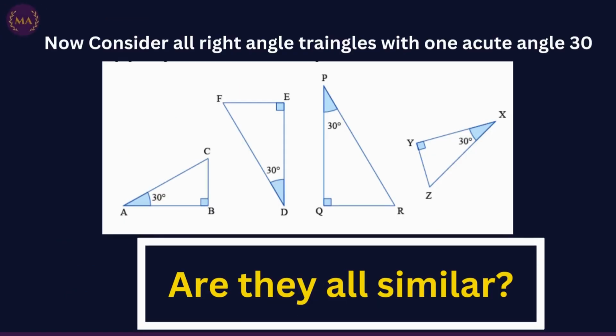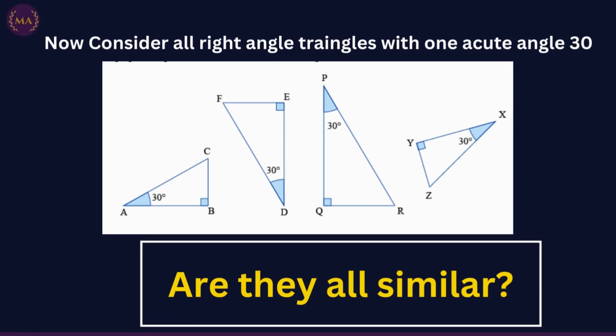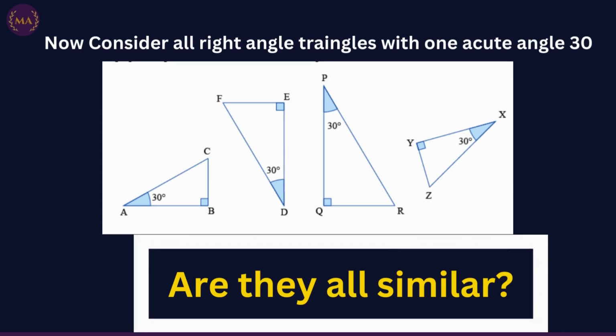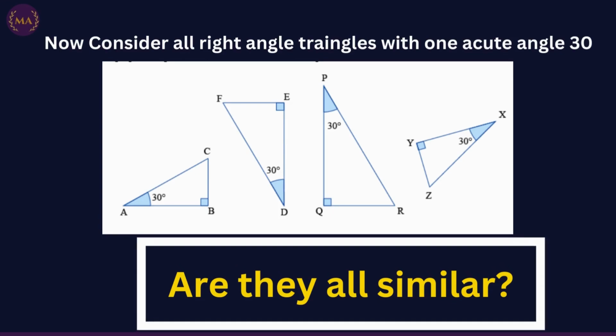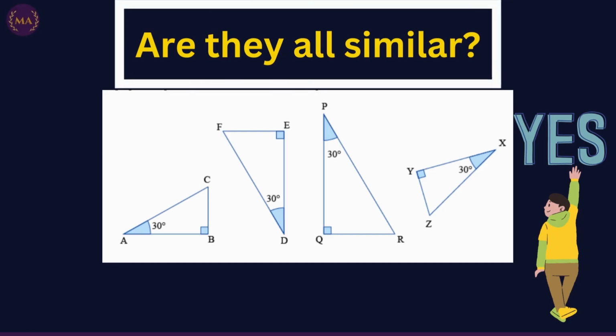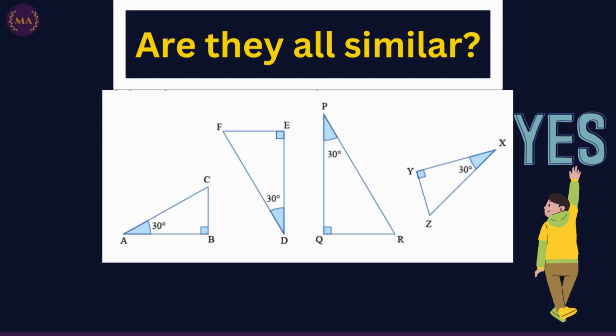We are going to see different types of triangles on the screen. Each triangle is a right angle triangle: ABC, PQR, XYZ, and DEF. Can you tell me, are they similar? Just observe and tell me, are all triangles shown in the figure similar? Yes, they are similar. By which criteria are they similar? Can you tell me that also?